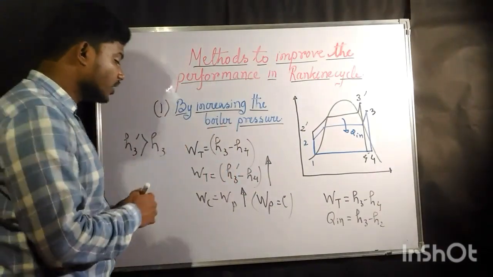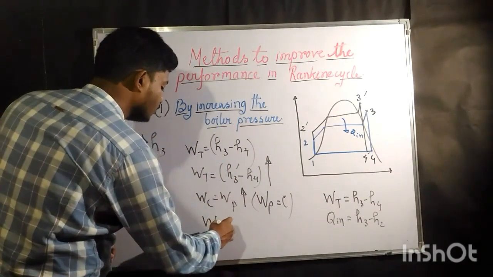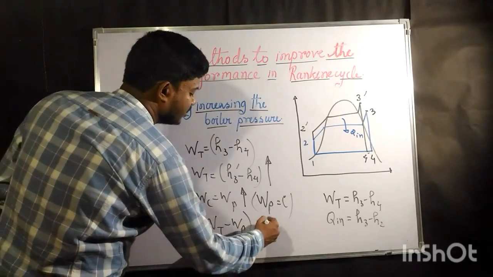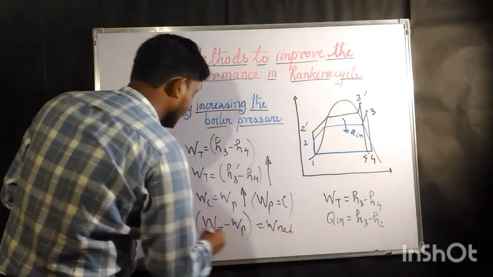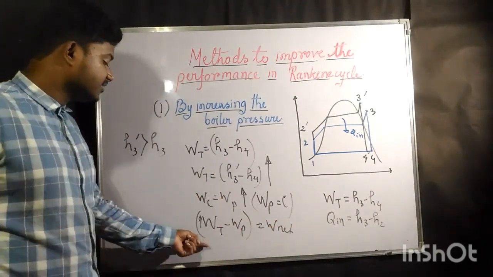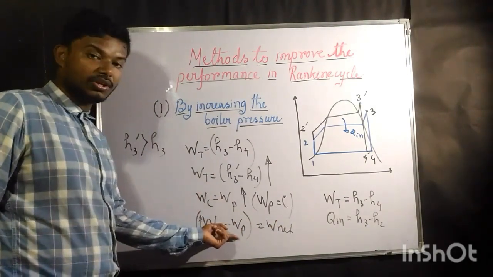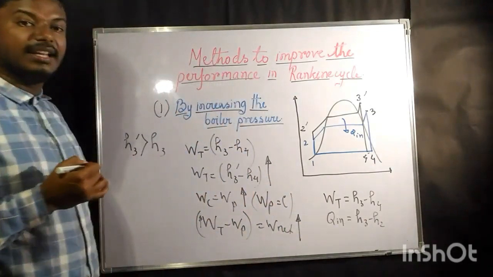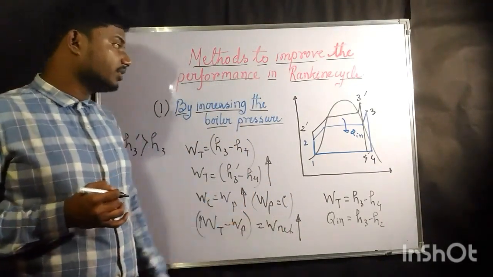Now you are going to see that work done by turbine minus work done by pump is equal to W net. This is going to increase and this is going to be constant, so that means W net is going to increase.